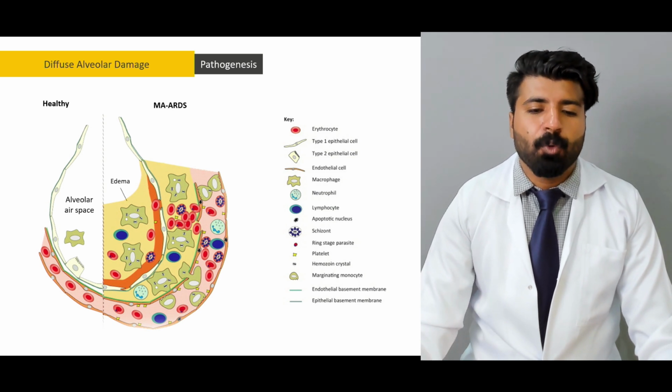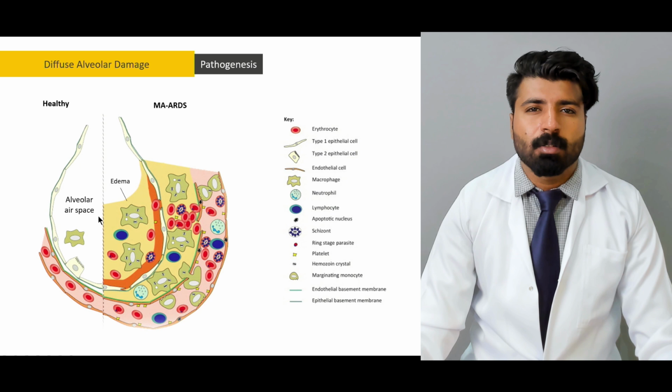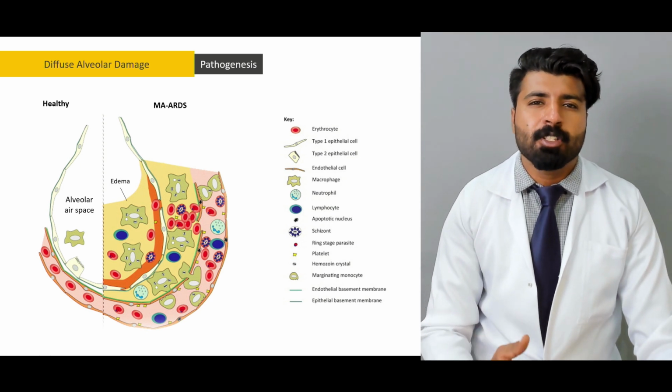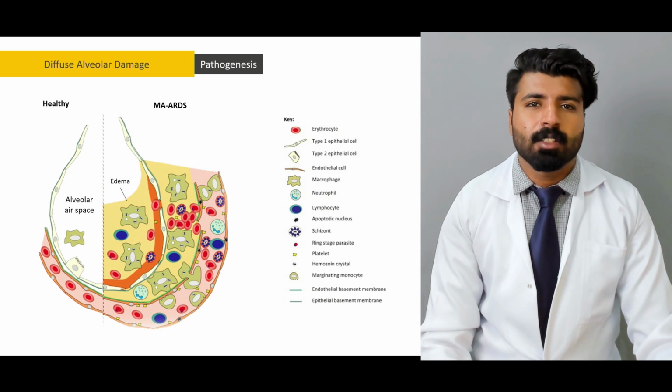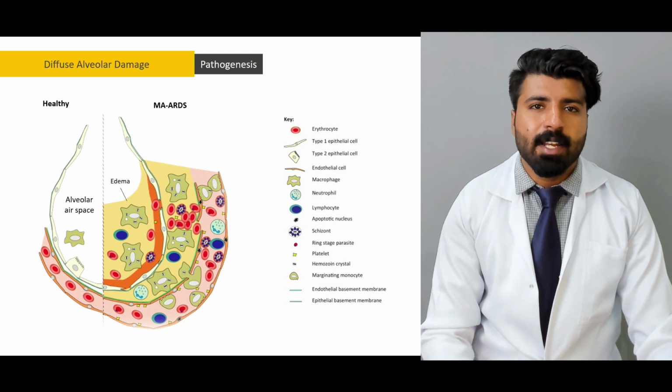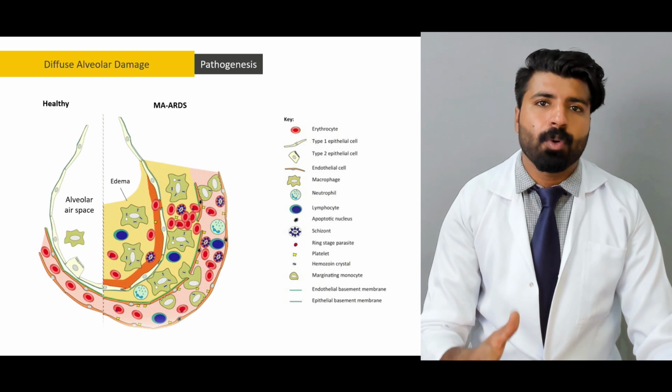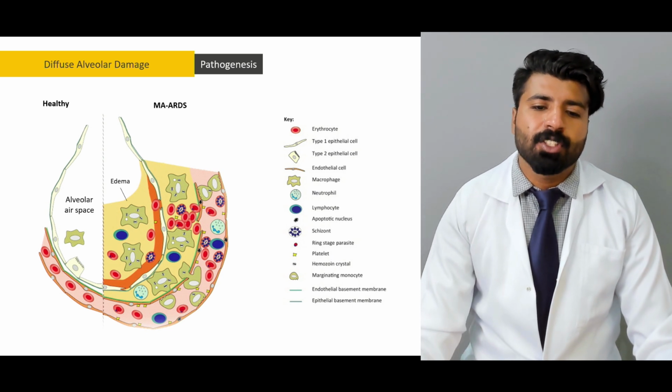So first of all, we have to identify why edema is happening. Why do you think edema will be happening? When there's damage to the alveoli, there's going to be damage to the endothelial lining. When the endothelial lining is damaged, the water or the fluid will subsequently pour out in the alveoli, and it will lead to edema.